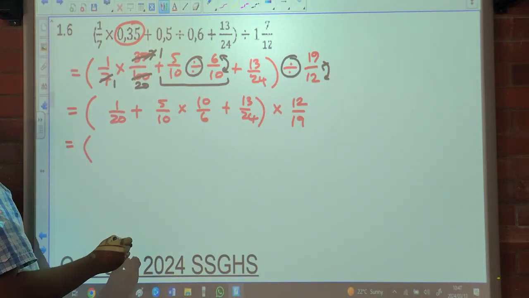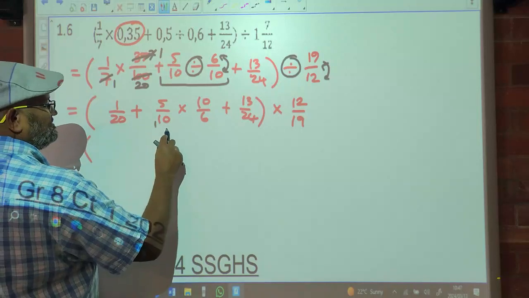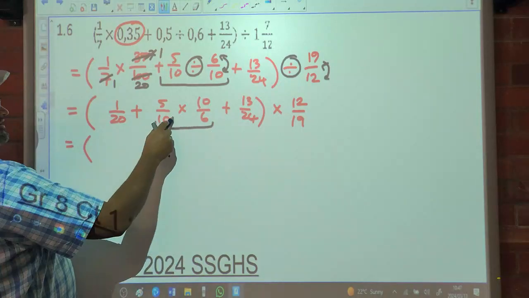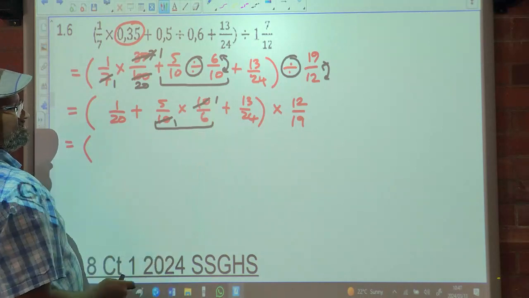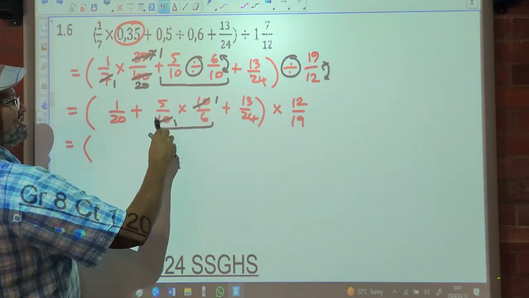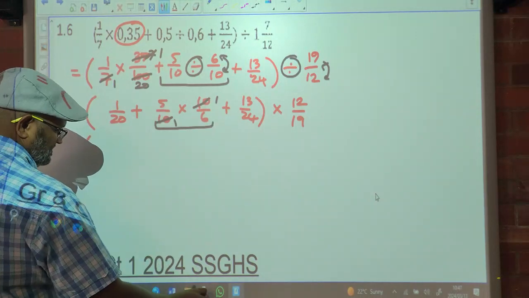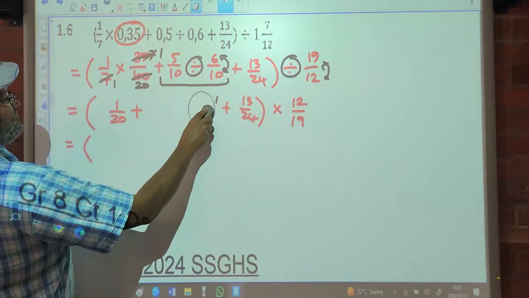So what must be done now? Again, that must be simplified. The 10 goes into 10 once, 10 goes into 10 once. So in other words, this fraction is 5 over 6. Not so? That's 5 over 6.